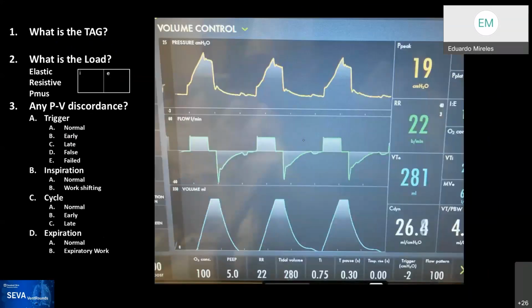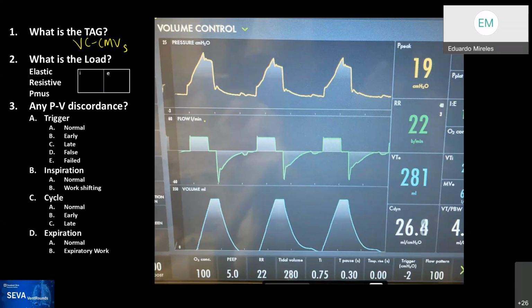So let's take a look at the same patient. You can see now that the FiO2 went a little bit up, the PEEP went down. It's 280 of tidal volume. The respiratory rate went a little bit down. There were some changes, and now you can see these readings. So let's start with the tag. It's exactly the same. There's no real difference, right? We all agree.